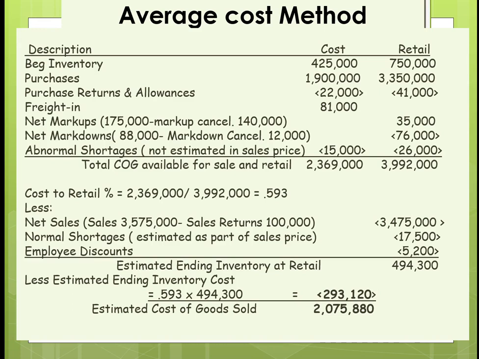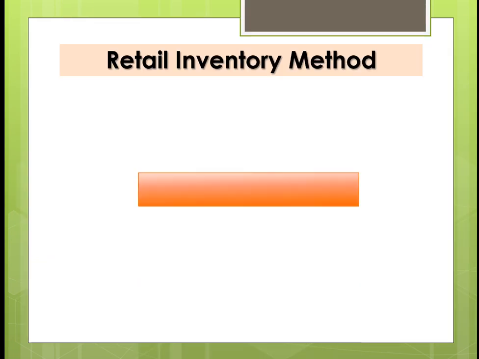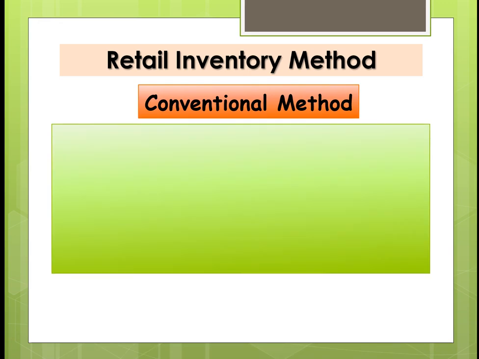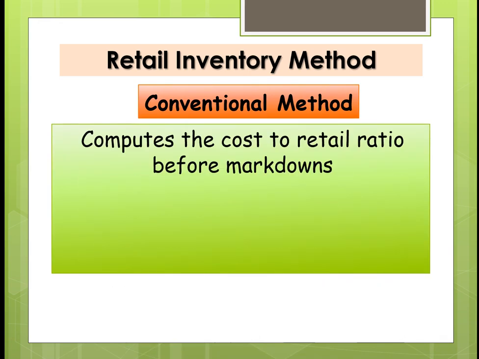Now we'll look at the retail inventory method. For this one, we're going to look at the conventional method, and in this case, we compute the cost to retail ratio before markdowns. That's the key with that one: it's before markdowns. So here's our formula. Again, you should print this one out.